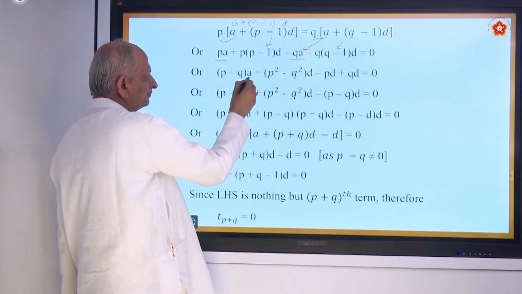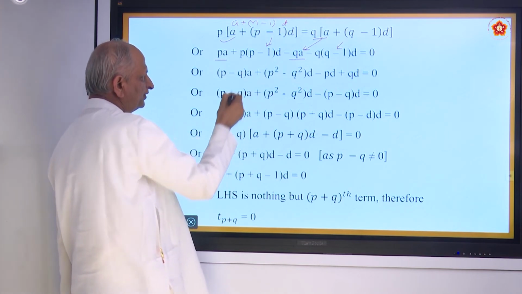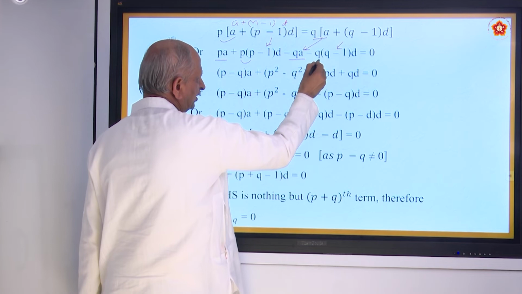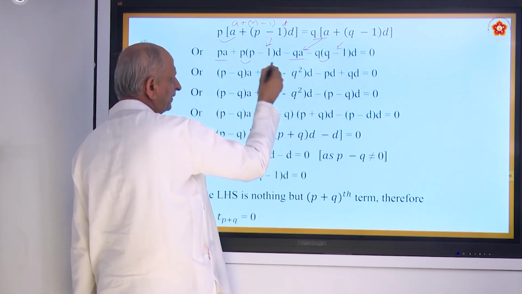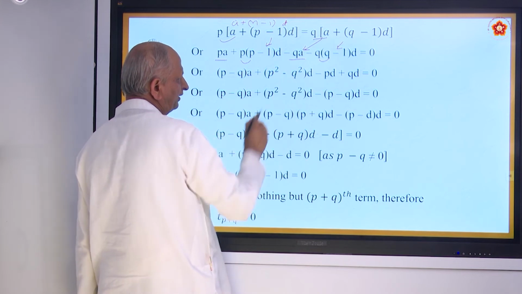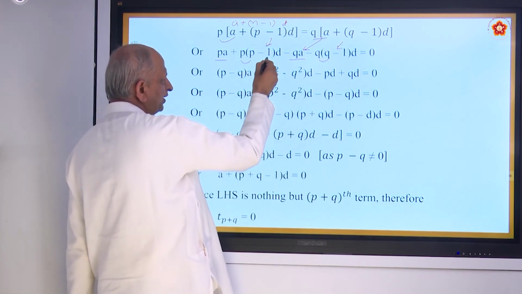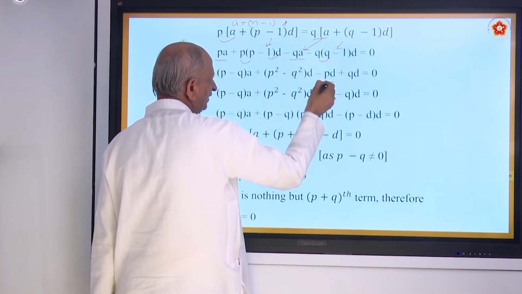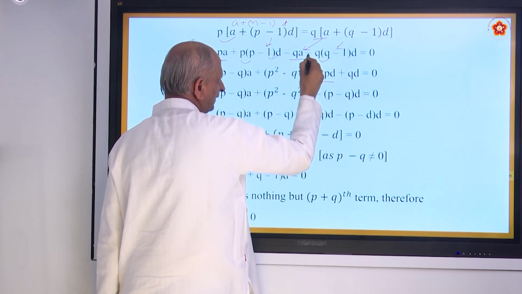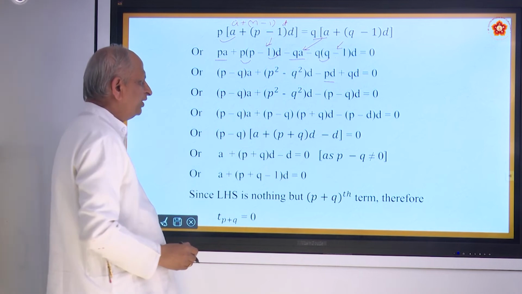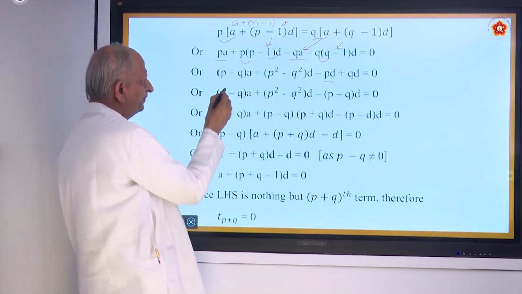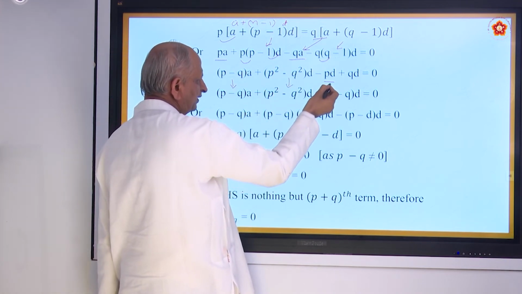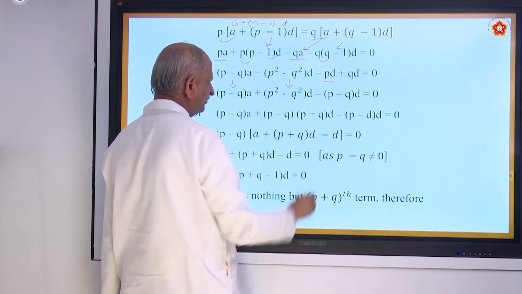So here A is common. If you take A common you get P minus Q inside. And here P into P square becomes P square into D, Q into Q is Q square, so D common, P squared minus Q squared into D. What remains now? D into 1 into P, so PD minus PD here, and this is plus QD, minus into minus becomes plus, plus QD remains. So you get P minus Q into A as it is, P squared minus Q squared into D as it is, here D common, take it out, you get P minus Q.